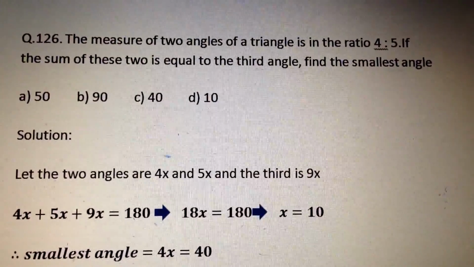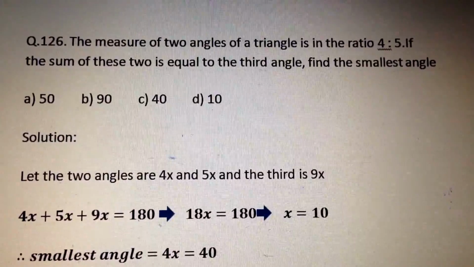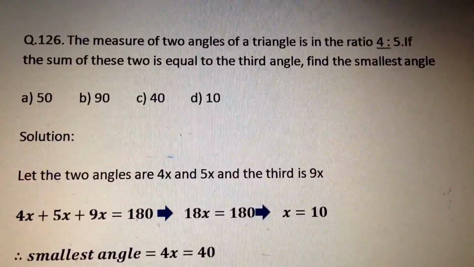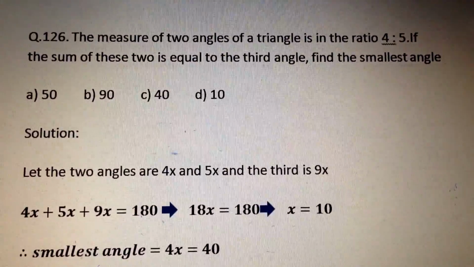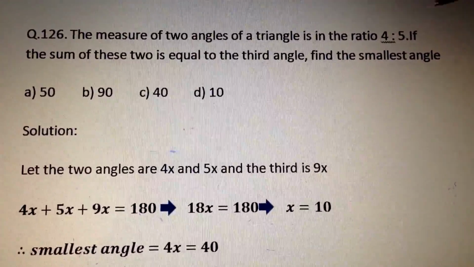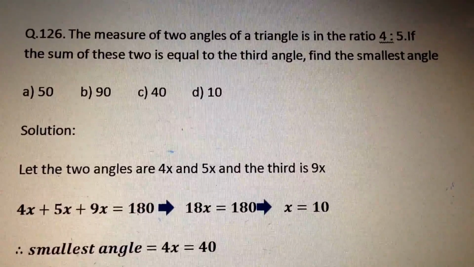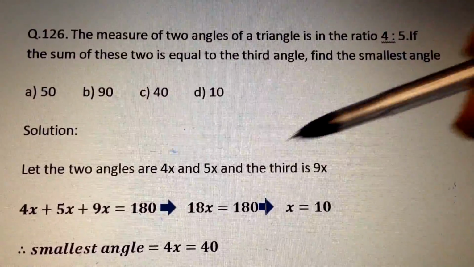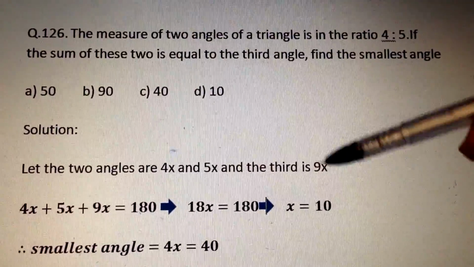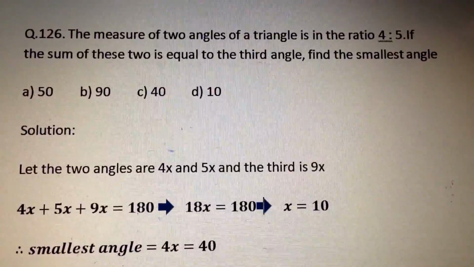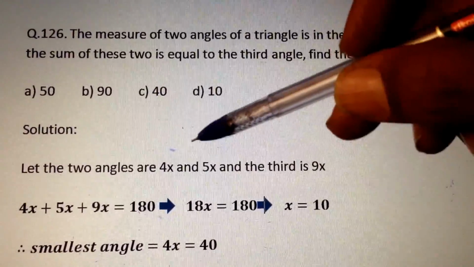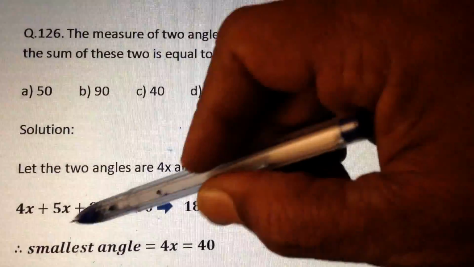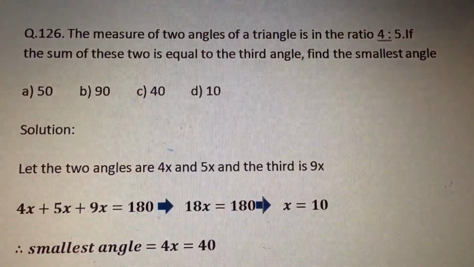Next question. The measure of two angles of a triangle is in the ratio 4:5. If the sum of these two is equal to the third angle, find the smallest angle. The two angles are in the ratio of 4:5. Let us assume the two angles are 4x and 5x. Therefore, the third angle is equal to the sum of these two angles, that will be equal to 9x. We know that the sum of all the angles in a triangle is equal to 180 degrees. Therefore, 4x plus 5x plus 9x is equal to 180.